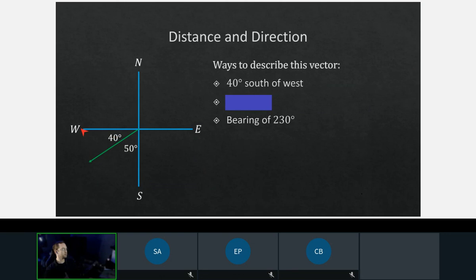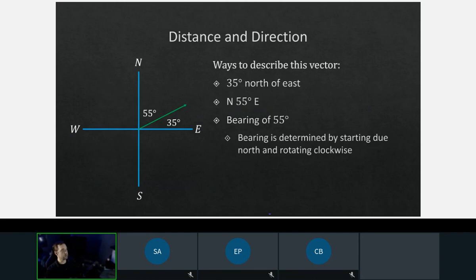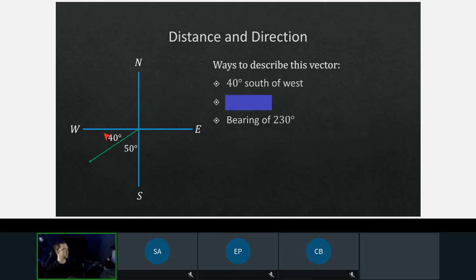So 40 degrees, south is down, and this is the west side. Whereas on the previous one, it was 35 degrees north of the east side. So that kind of makes sense, right? 35 degrees north of the east side, and this one is 40 degrees south of the west side. Okay. That one seems kind of straightforward, right? All right, and then this last one. What did everyone say it was?